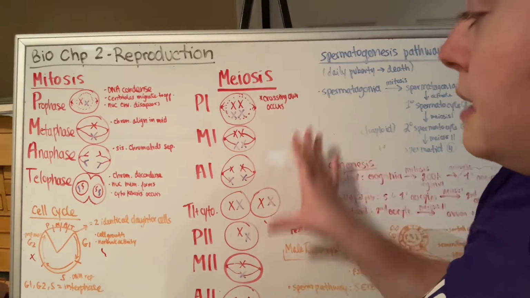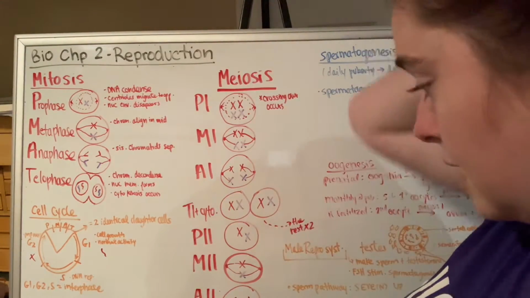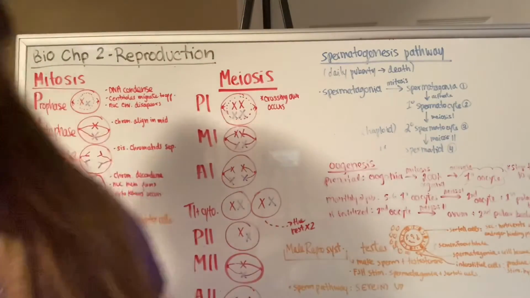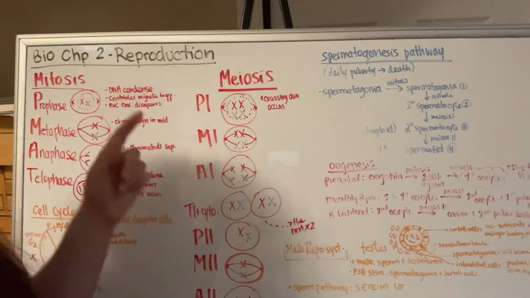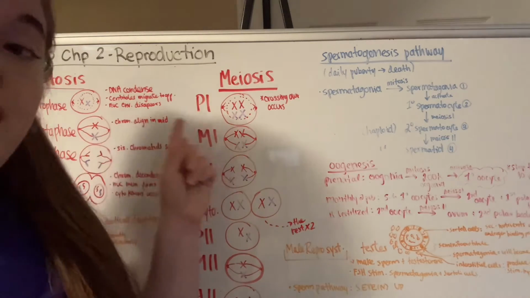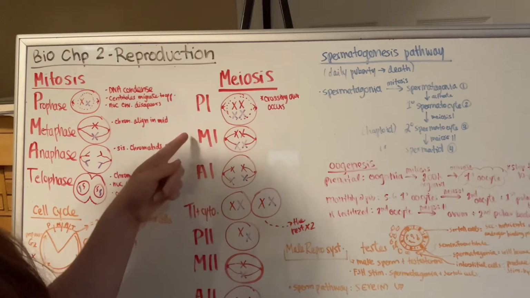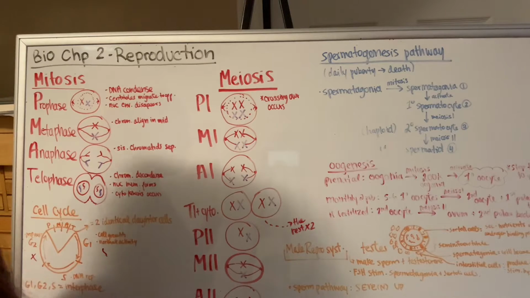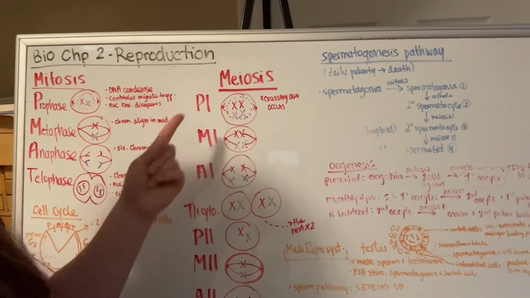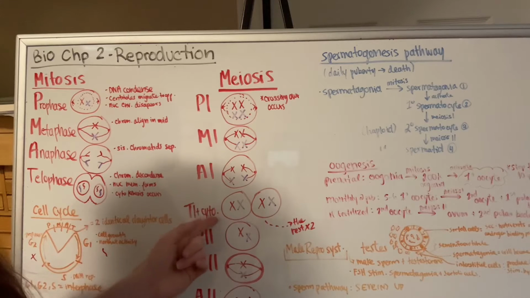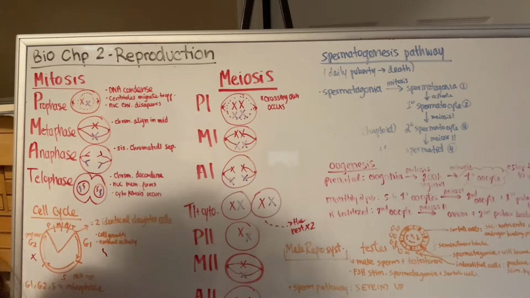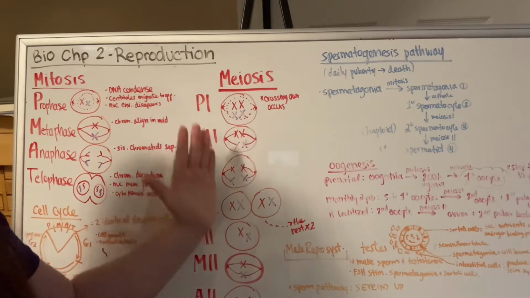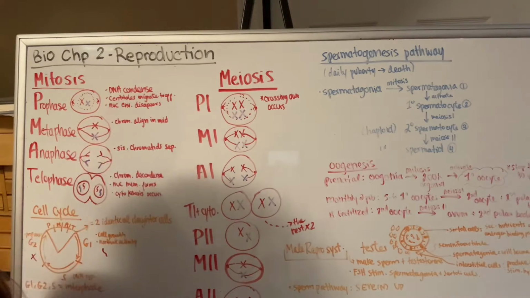Meiosis, as we said, only occurs in sex cells. Let me go on this side here. So, meiosis. We have P1, prophase 1. You're going to see P1, M1, A1, T1, P2, M2, A2, T2. This is prophase 1, metaphase 1, anaphase 1, telophase 1, and cytokinesis 1, prophase 2, metaphase 2, anaphase 2, telophase 2, and cytokinesis.